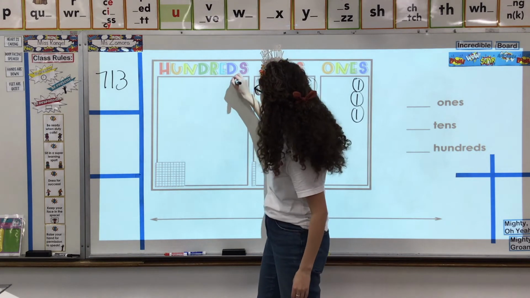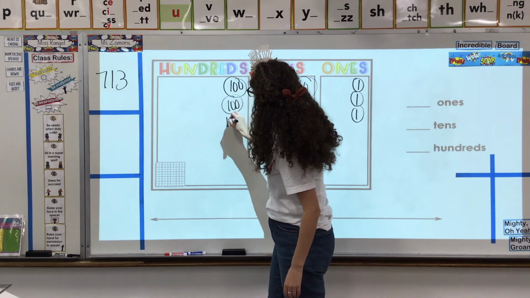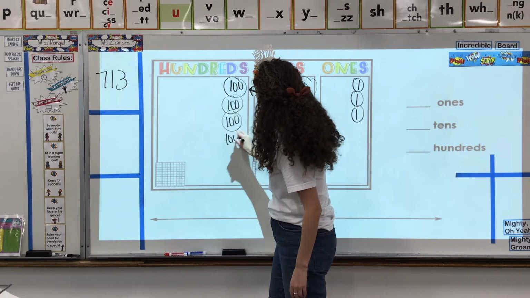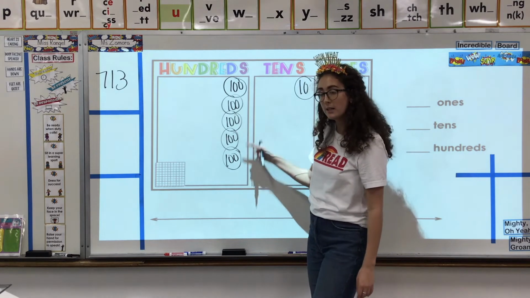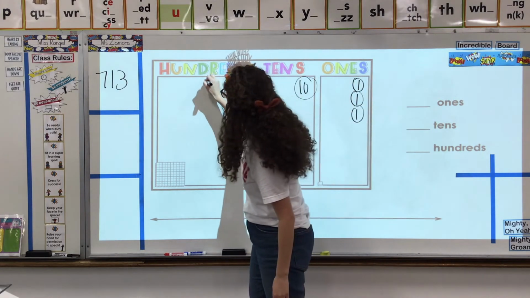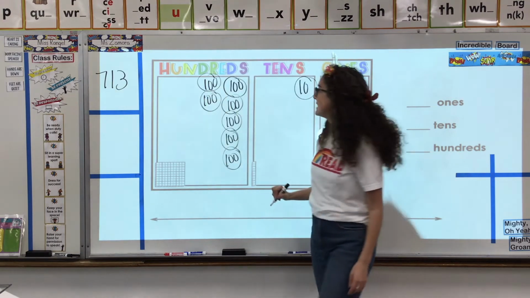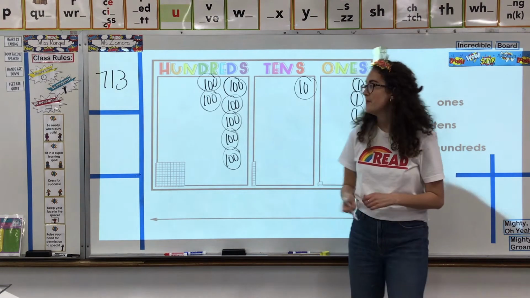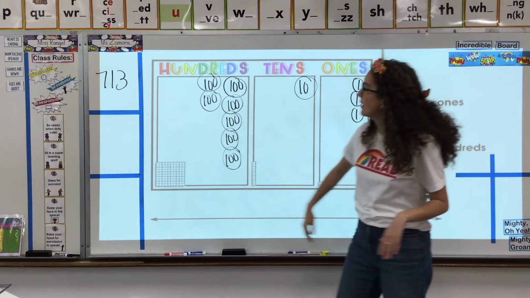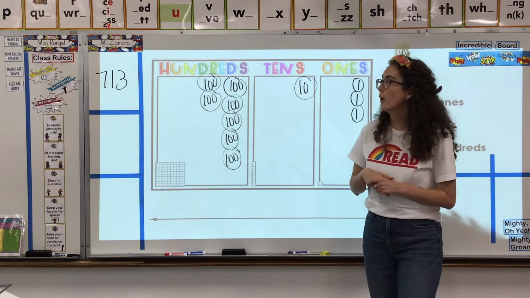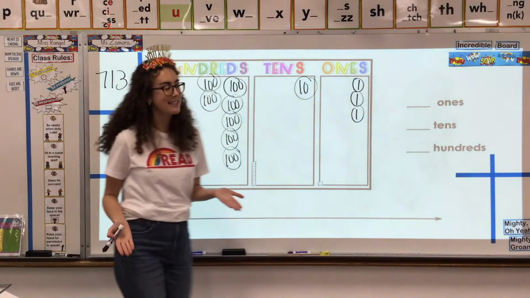Can we do this? 100, 200, 300, 400, 500. That's one row. And then we go to the next one. 600, 700. So second grade, up here we can see the number 713. So what are we going to do next?